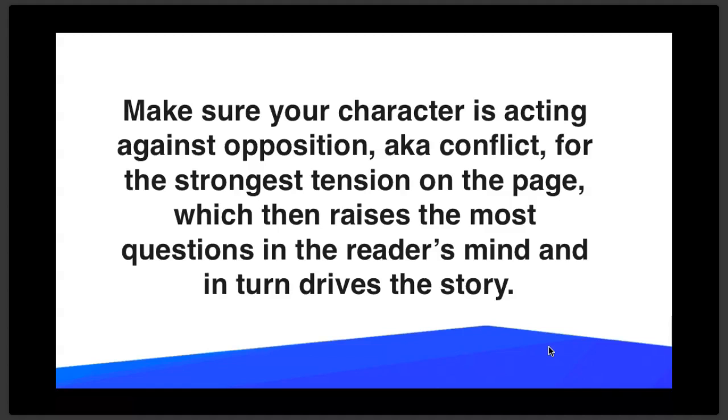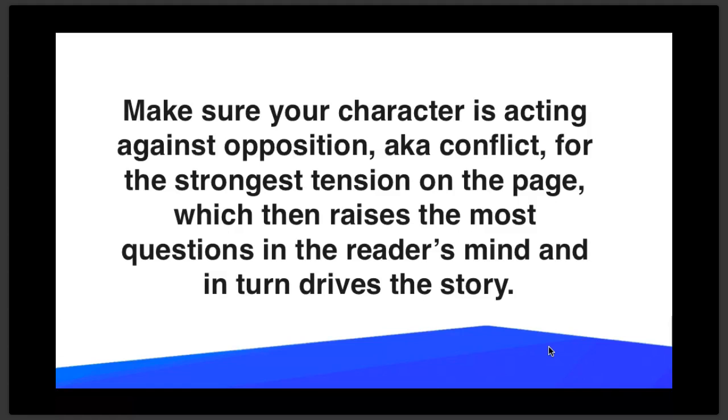So you want to make sure that your character is acting against opposition, which is another word for conflict, for the strongest tension on the page, which then raises the most questions in the reader's mind and in turn drives the story. KT is mentioning Eyes Wide Shut. I did not see that story. I'm guessing from everything I've read about that story that they weren't acting. They were just kind of waiting for something to happen to them. So make sure your character is acting against opposition.